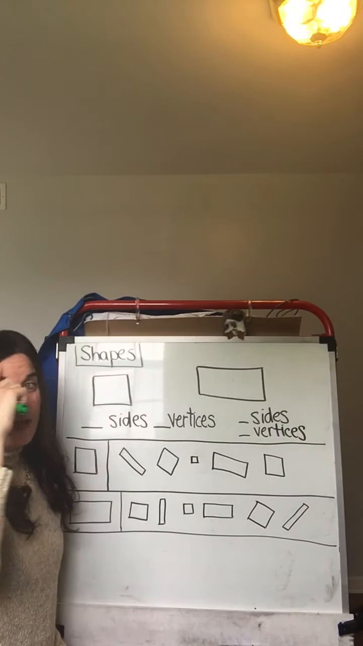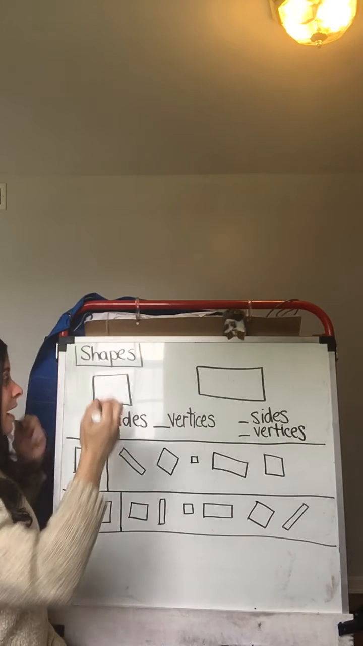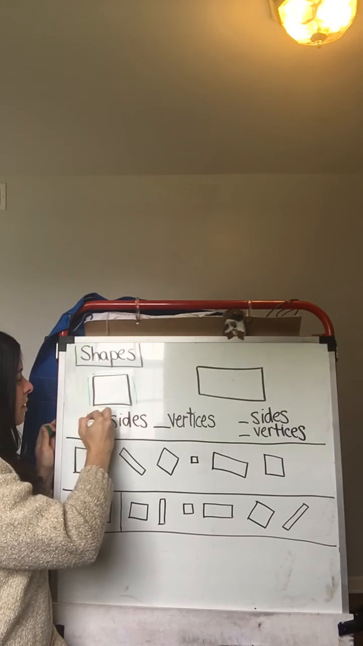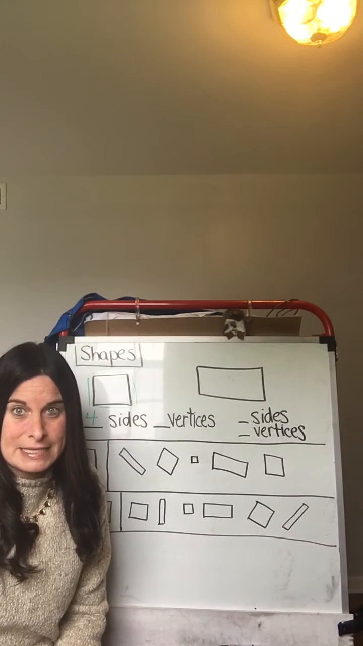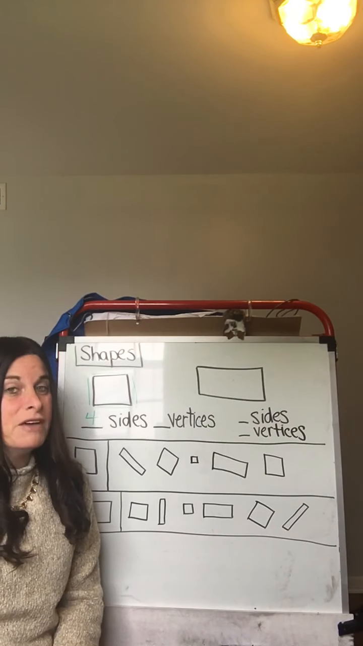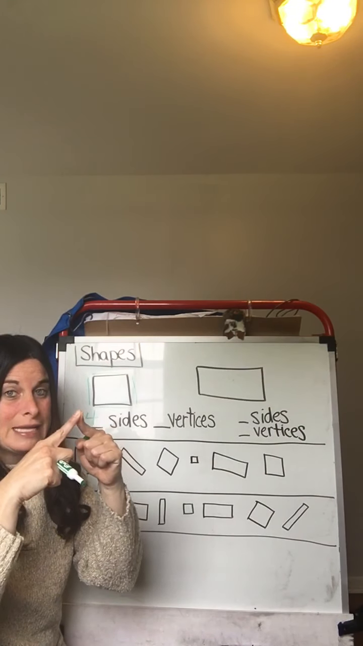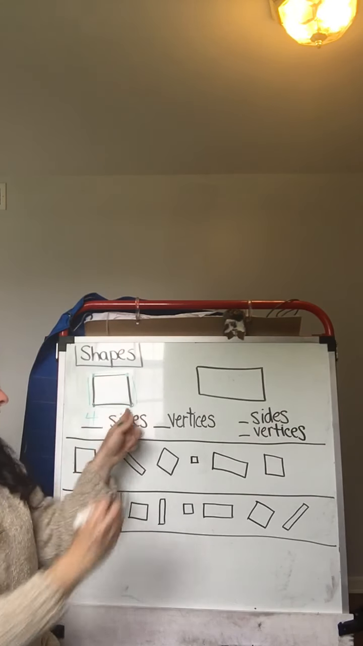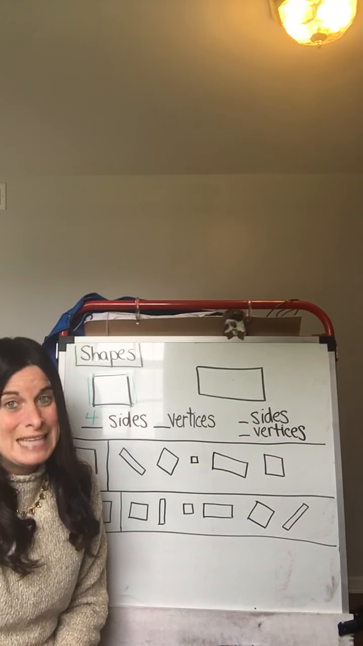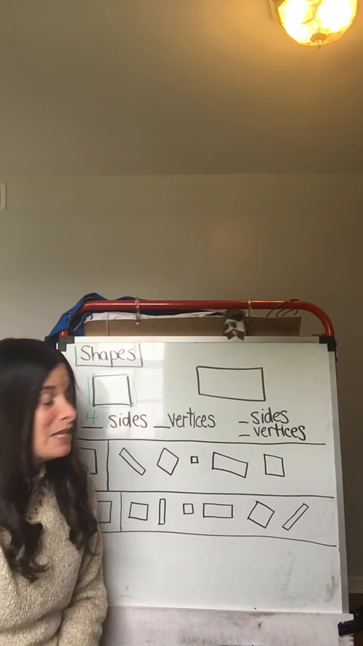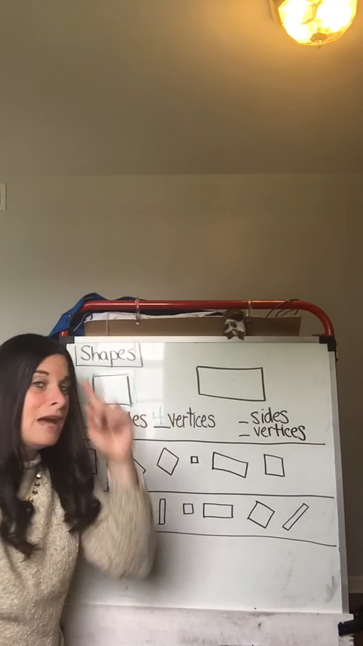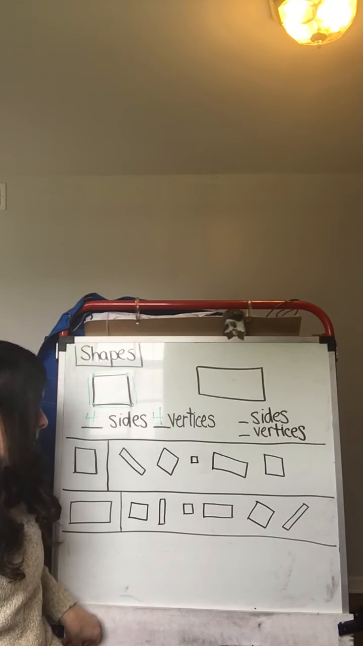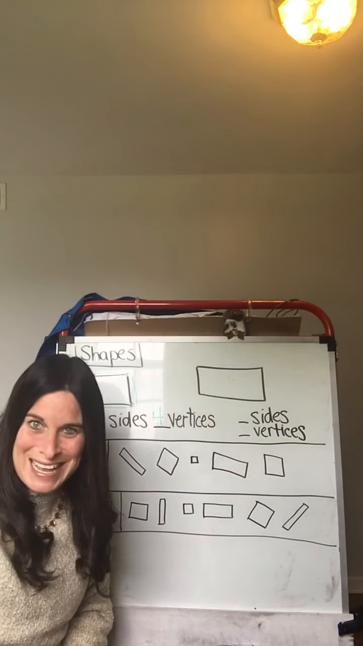Remember, the lines are the sides. Okay? So my square has 1, 2, 3, 4. It has 4 sides. Remember what I said, the vertex is where the lines meet. So here are the points, right here, where the lines meet. The sides and the vertices are the same. So if I have 4 sides in a square, I have 4 vertices. Okay, let's look at our rectangle.